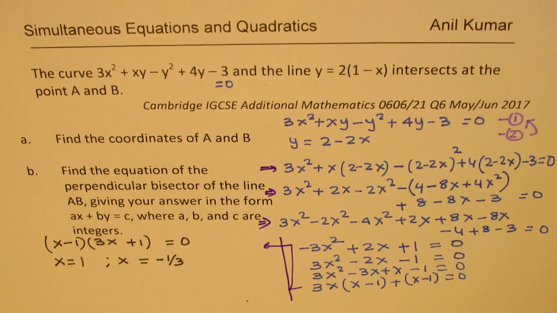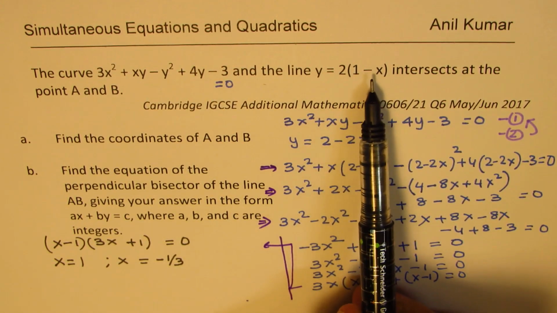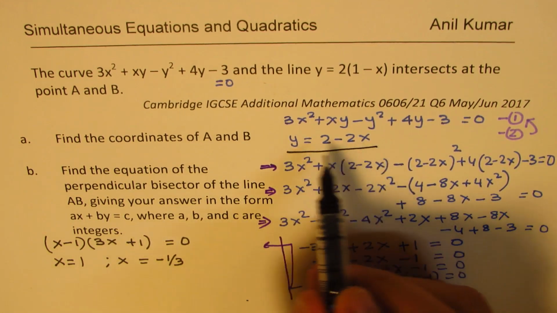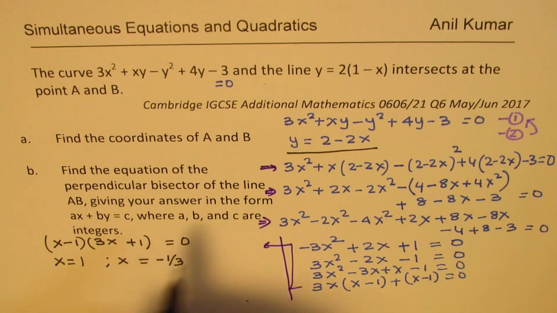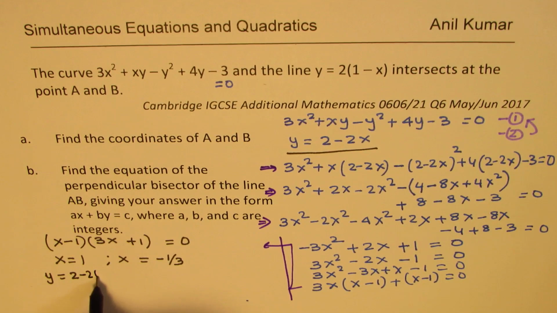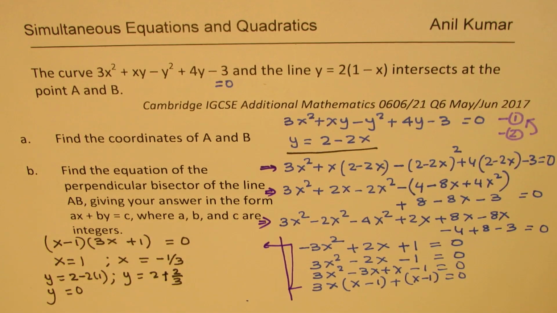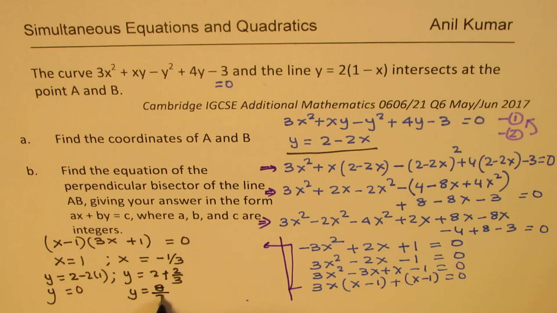over 3. Now, we know that y is 2 minus 2x. So we can substitute 1 here and find the value. So we get y equals 2 minus 2 times 1, which is 0. And in this case, y is equal to 2 minus 2 times minus 1 over 3, right? So minus, when you put, it becomes plus. So basically, this is y equals 6 plus 2, 8 over 3.